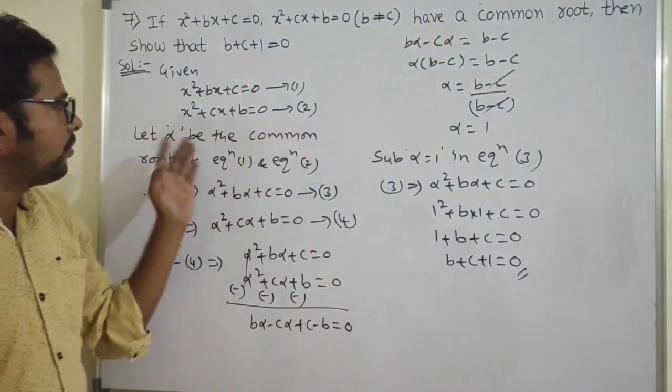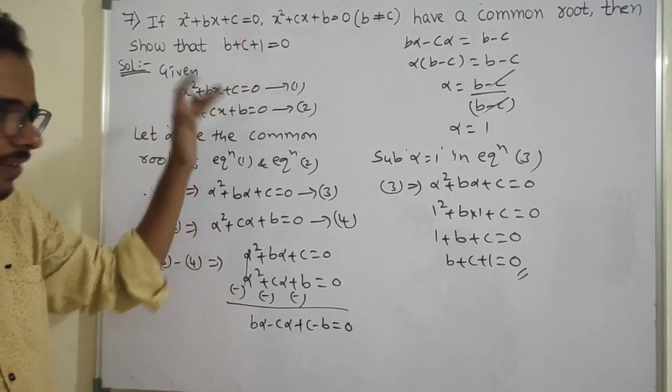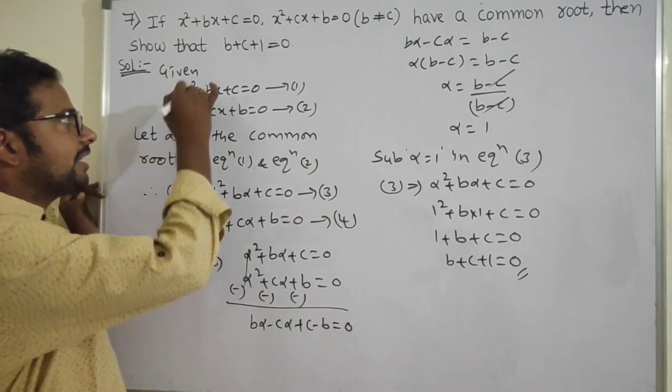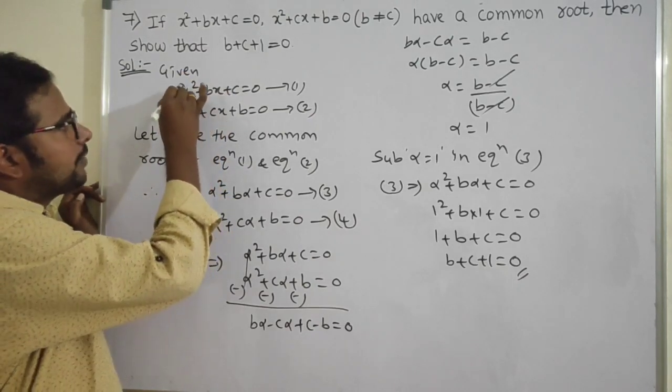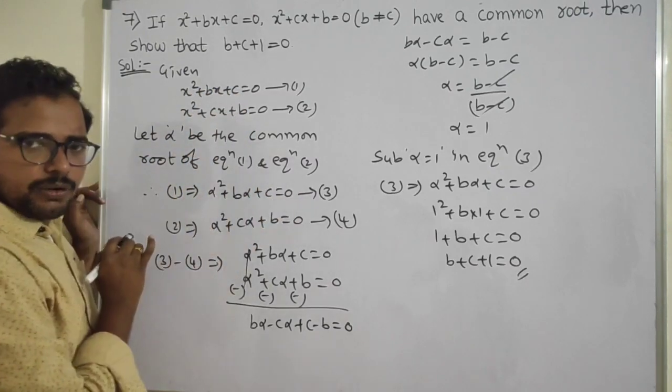Let alpha be the common root of equation 1 and equation 2. Alpha is the root of equation 1. Therefore, alpha should satisfy the given equation. That is, take x equals alpha: alpha square plus B alpha plus C equals 0.